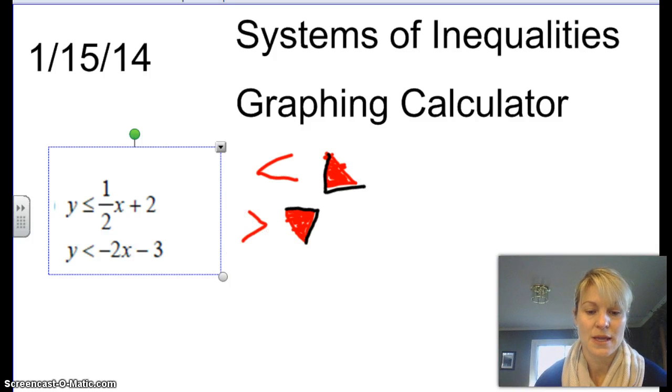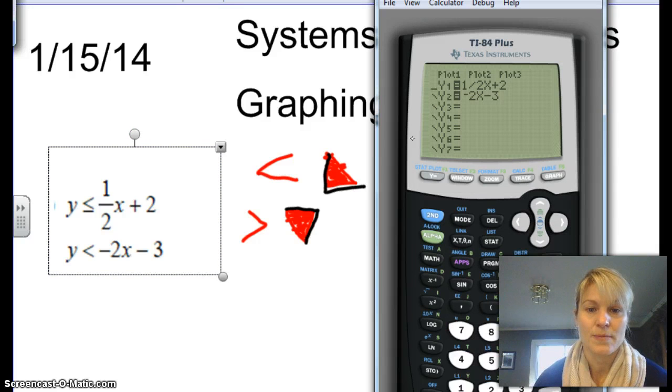Okay, so looking at our calculator now, up here I have less than. So less than, I'm going to get the bottom corner symbol in there. So I'm going to hit enter. Oops.